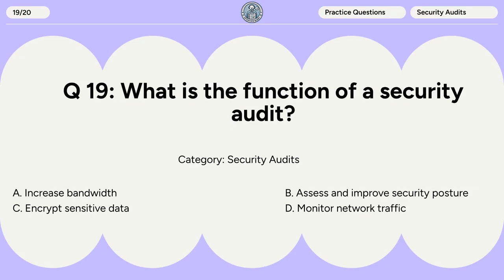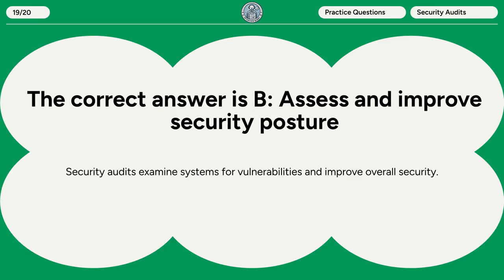Question 19. What is the function of a security audit? A. Increase bandwidth. B. Assess and improve security posture. C. Encrypt sensitive data. D. Monitor network traffic. The correct answer is B. Assess and improve security posture. Security audits examine systems for vulnerabilities and improve overall security.